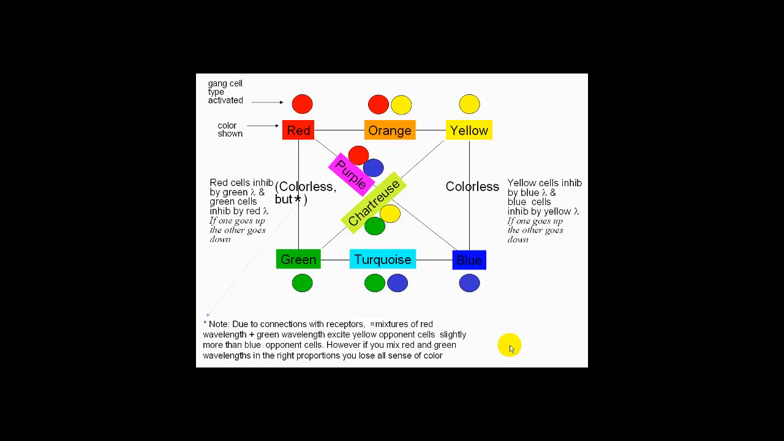On the other hand, if you have a red light and a yellow light together, that's fine. They're both represented. These fire and these fire, and you get a perception of orange. If these fire and these fire, you get a perception of turquoise or greenish blue, and so on, chartreuse, purple. We're all familiar with those things.